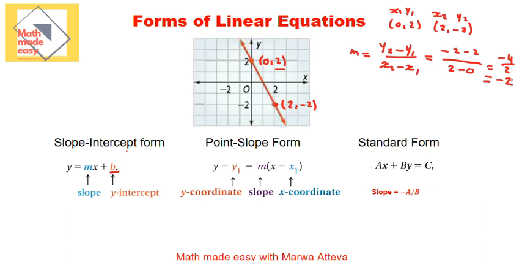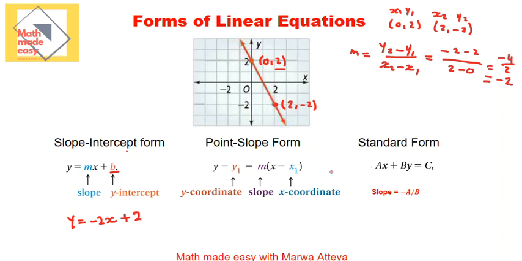I already have the slope and I have the y-intercept, which is 2. I can write the equation of this line very easily. Y equals negative 2 as the slope, x plus 2 as the y-intercept. This is the equation for this line in slope-intercept form.